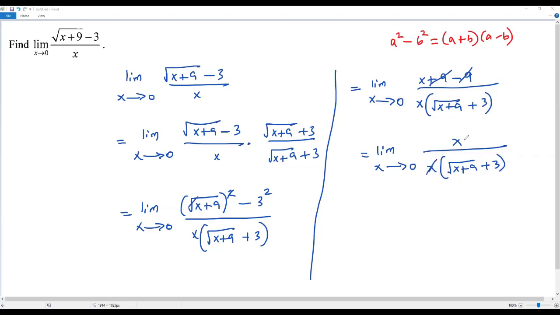And we can cancel this x: x goes into x one time. Now let me write the next step. Limit as x approaches 0, we get 1 over (square root of x + 9 + 3). That's all the simplification we can do.